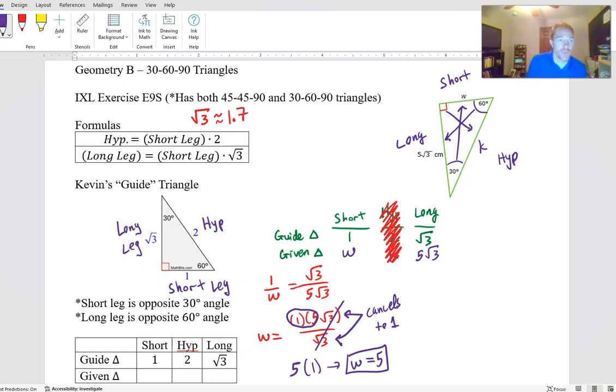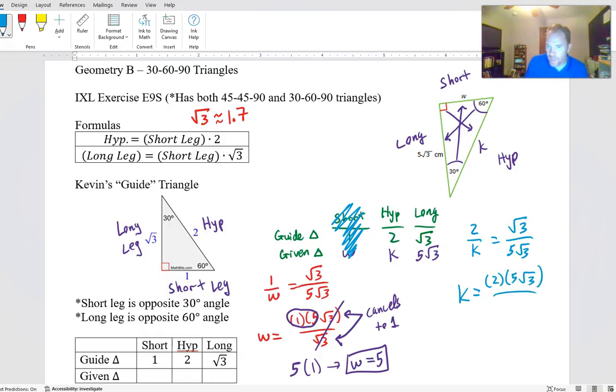Okay. If we do K, if we do the hypotenuse here, so maybe I ignore the column of W, and here I've got, I'll put it up here, we got 2 over K equals square root of 3 over 5 square root of 3. And so again, we can cross multiply. The 2 and the 5 square root of 3 are diagonal. Those get multiplied. And then we divide by the square root of 3.